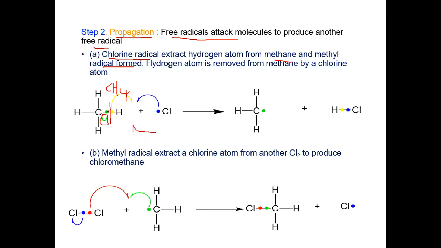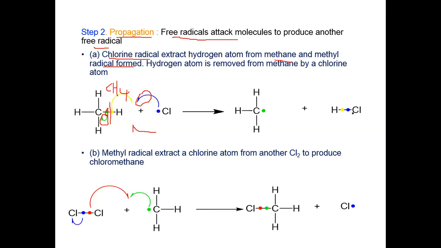Separuh je, sebab dia bawa satu elektron. It just transferred one electron only. All of this along these reactions, the arrow is only involving half-headed, sebab dia hanya carry satu elektron saja. Okay, so green electron towards carbon, yellow electron goes to hydrogen and it will combine with another radical.